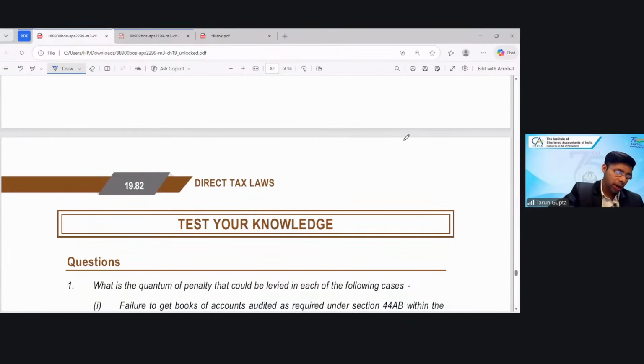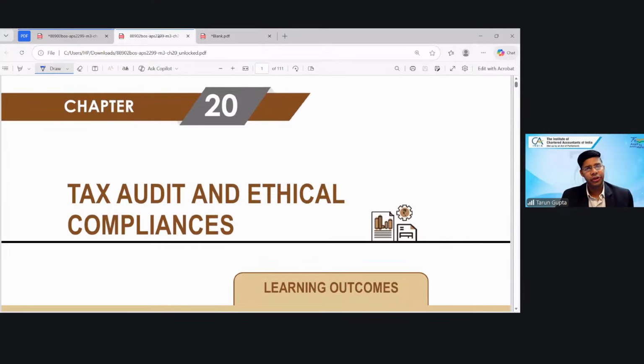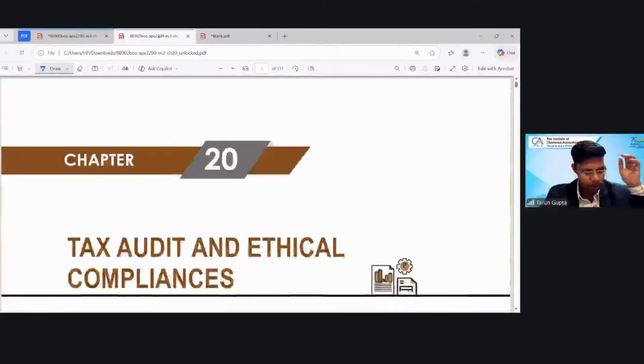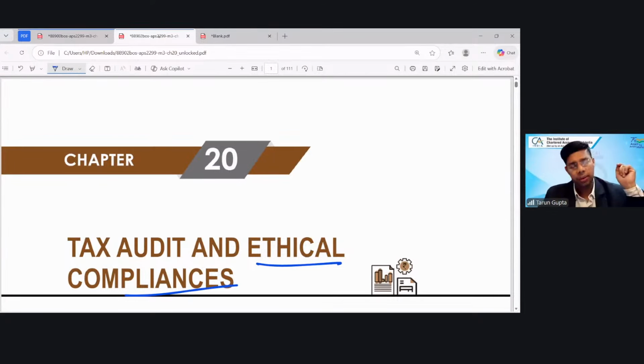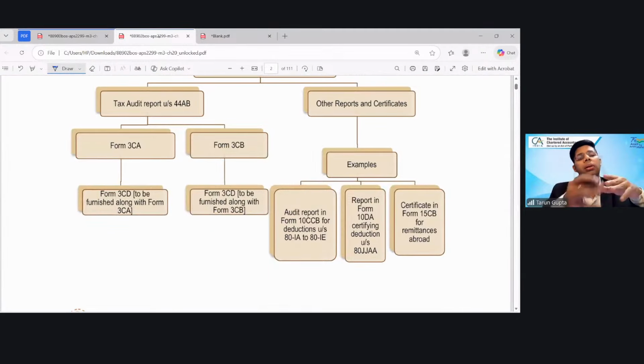Okay. Now let's move to the next chapter. This is a very small chapter, a very interesting chapter, and 4 to 5 mark questions are consistently asked on this chapter. This is the chapter by the name Tax Audit and Ethical Compliances. We will discuss the provision Section 44AB, the tax audit provision, the detailed form, and the most important part, the ethical compliances.